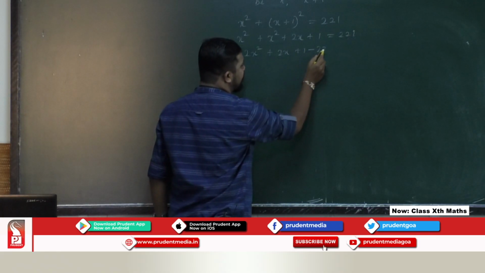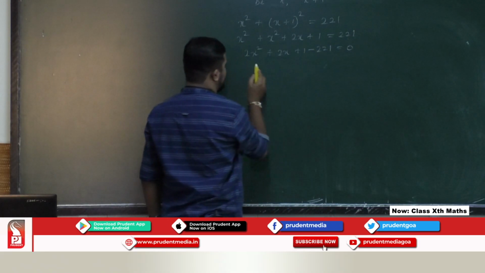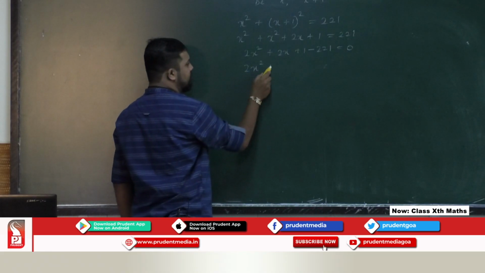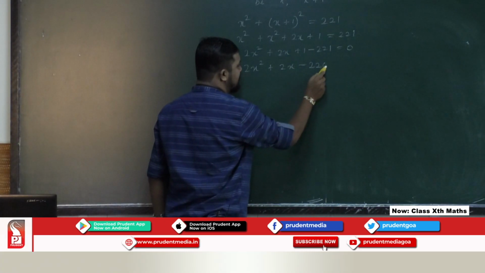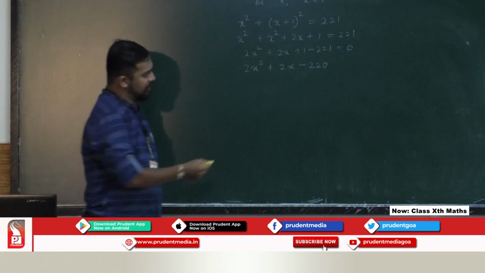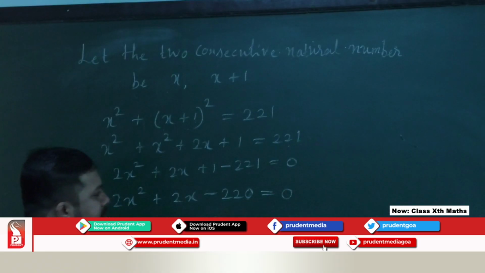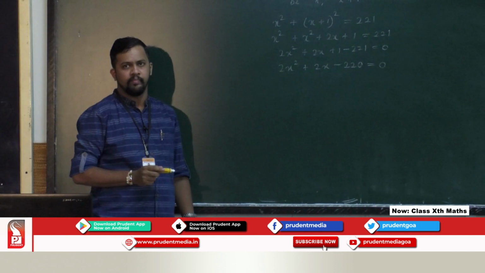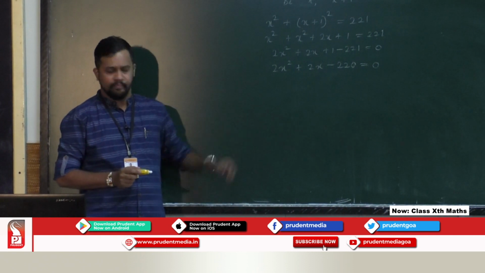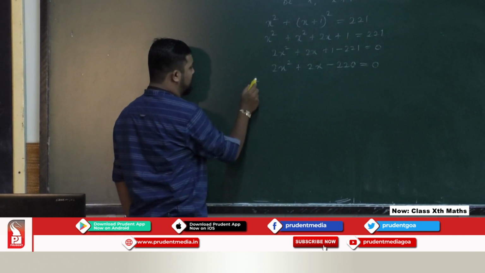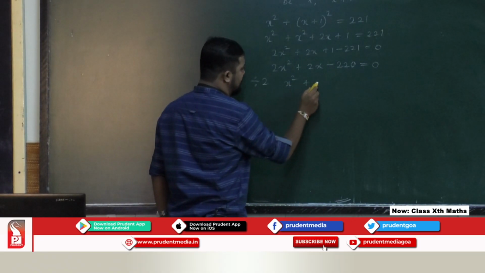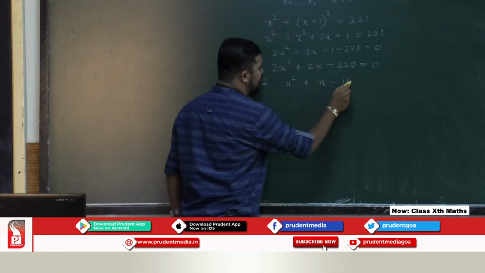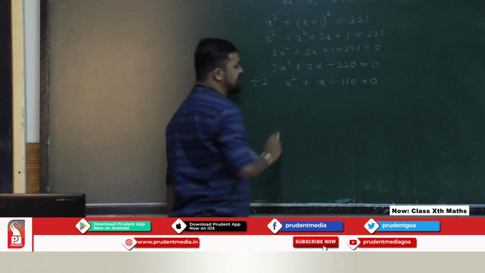So it will become 2x square plus 2x, 221 minus 1, 220, negative, equal to 0. Now this is my equation. If you look at this equation, I can again reduce it, make it more simple. So what I have to do, I just divide by 2. If I divide by 2, it will be x square plus x minus 110. So my equation is created.